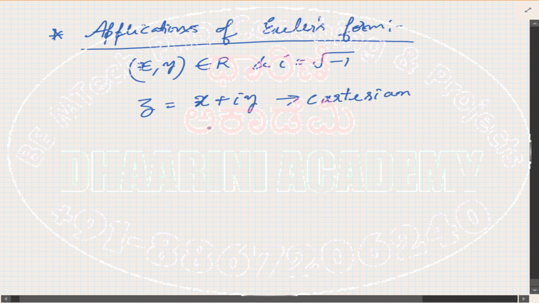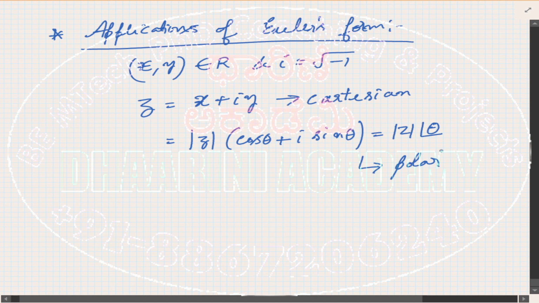Then this is also equal to the magnitude of z times cos theta plus i sine theta, right? You can also write this as magnitude z, angle theta, right? So this is referred to as the polar form, the trigonometric polar.